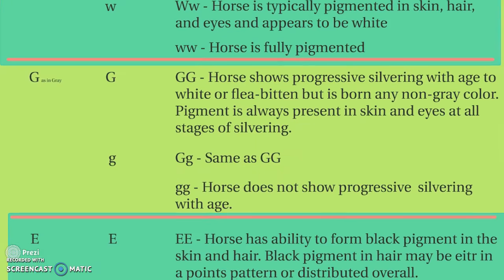G as in gray. Big G, horse shows progressive silvering with age to white or flea-bitten, but is born any non-gray color. Pigment is always present in skin and eyes at all stages of silvering. Big G, little g is the same as big G. Little g, horse does not show progressive silvering with age.